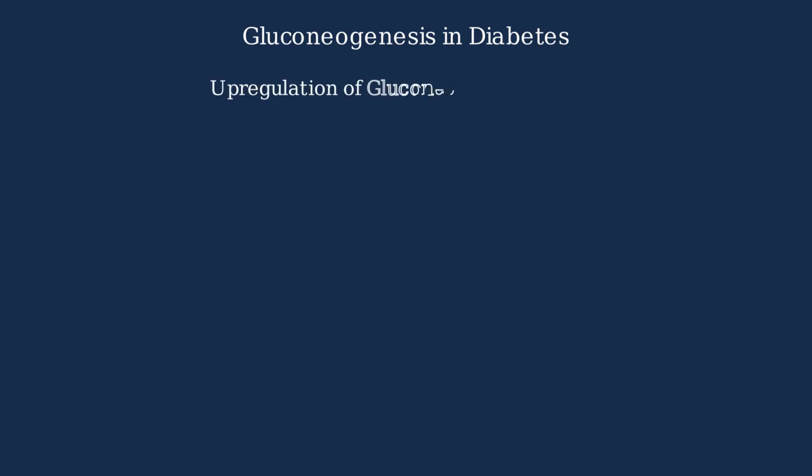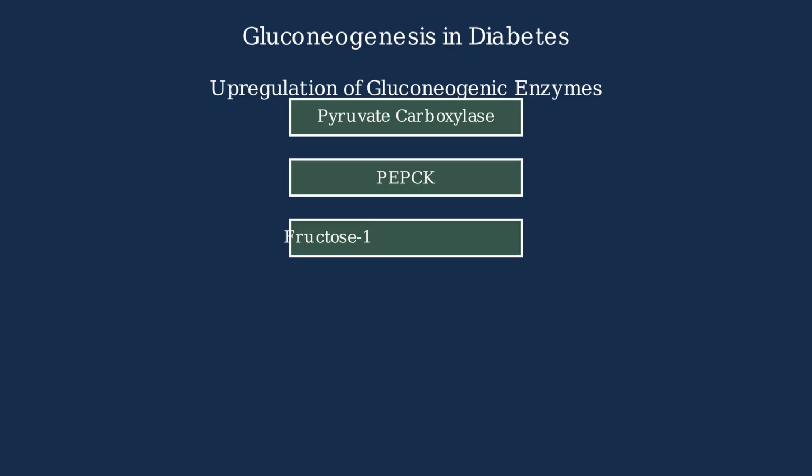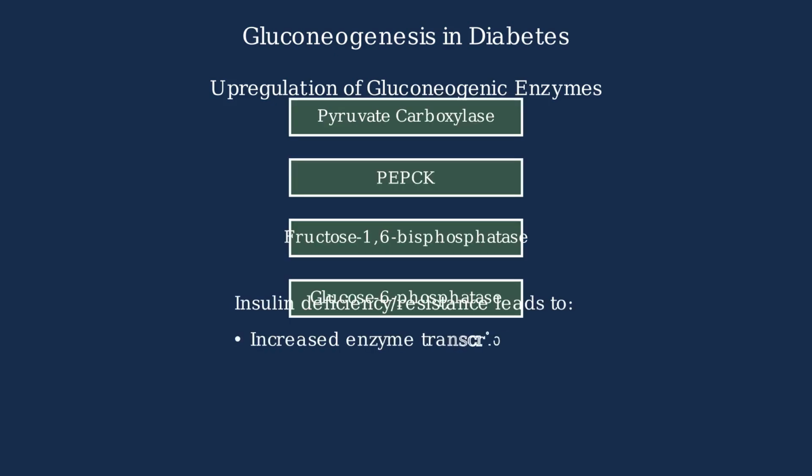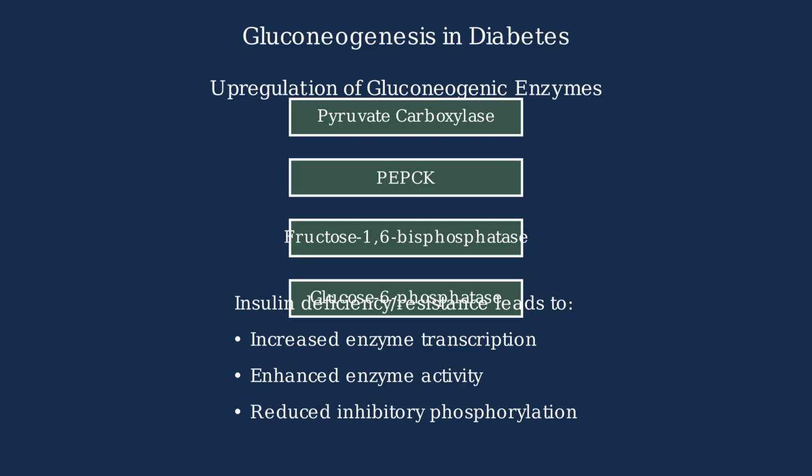This hormonal imbalance leads to upregulation of key gluconeogenic enzymes. Reduced insulin signaling removes the inhibitory effects on enzymes like pyruvate carboxylase, PEPCK, fructose 1,6-bisphosphatase, and glucose 6-phosphatase. Meanwhile, increased glucagon promotes their activity.